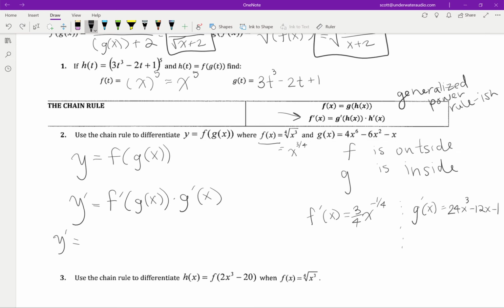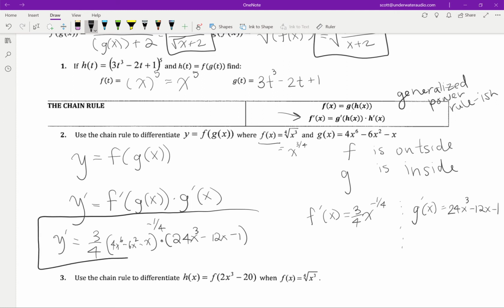Okay, so f prime says 3/4, whatever x is, raised to the negative 1/4. And I'm supposed to plug in g. G is 4x to the 6th minus 6x squared minus x. And then I'm supposed to multiply by the derivative of that inside function. And I found that already. That's 24x cubed minus 12x minus 1. I don't need to simplify.